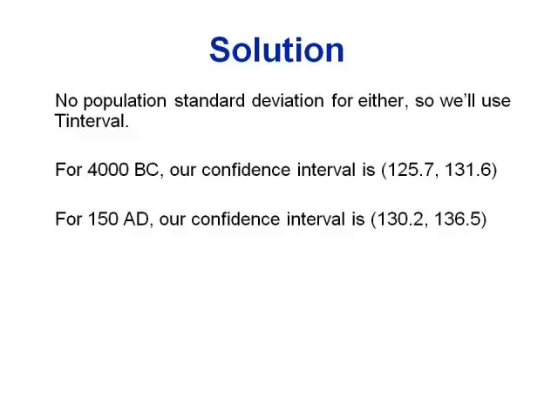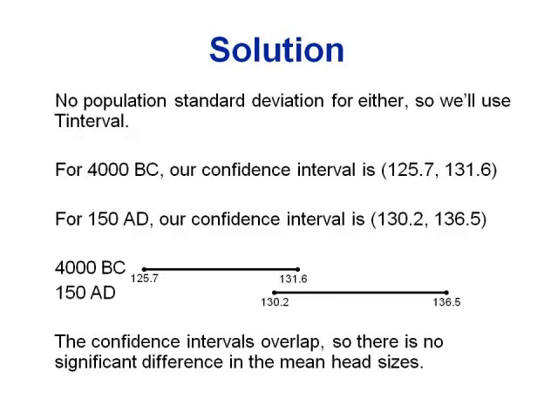So for the 4000 BC, we end up with a confidence interval of 125.7 to 131.6. And then for the 150 AD group, we have a confidence interval of 130.2 to 136.5. So let's compare those. If you sort of think of mapping them out on a number line, the 4000 BC goes from 125.7 to 131.6. 150 AD, you have to back up a little bit. It starts back at 130.2 and goes to 136.5.